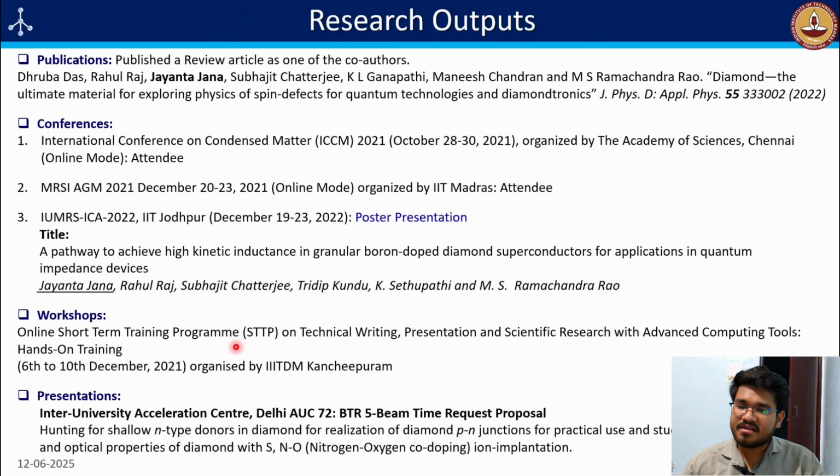So these are the publications. There are conferences I attended, some workshops, and also beam time. Basically, you can dope diamond with high moving fast ions, which can be achieved by ion implantation. That facility is there at IUAC. We wrote a proposal back in 2021 or 2022, I guess, and though it was accepted during my PhD tenure, that proposal was not carried out.